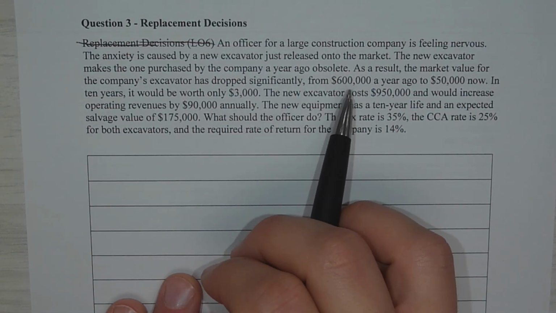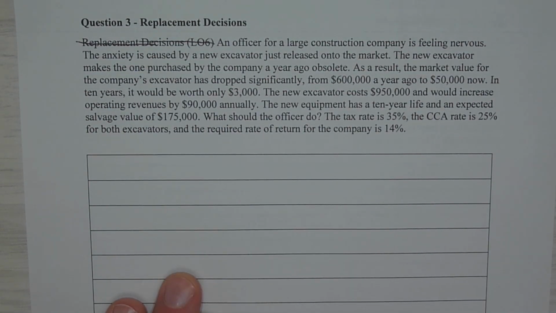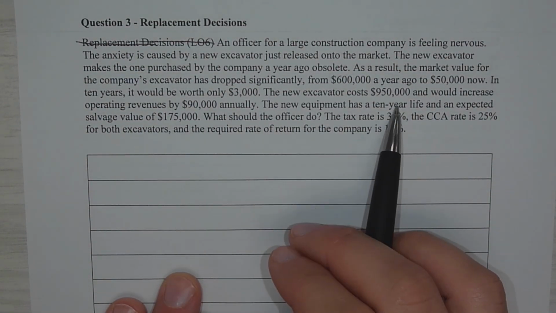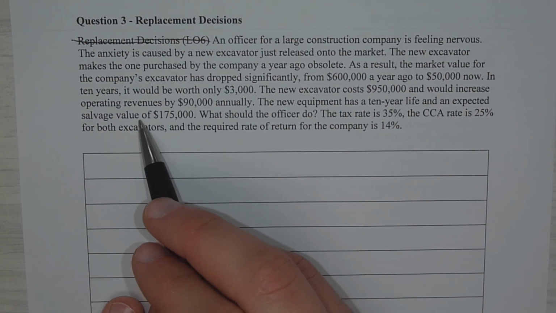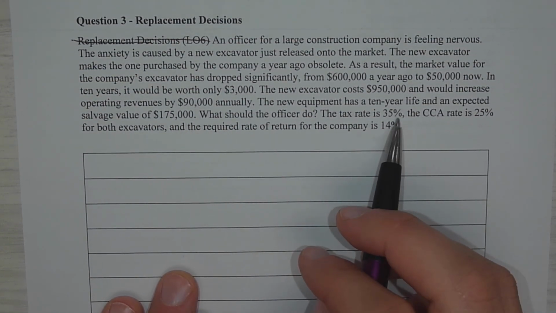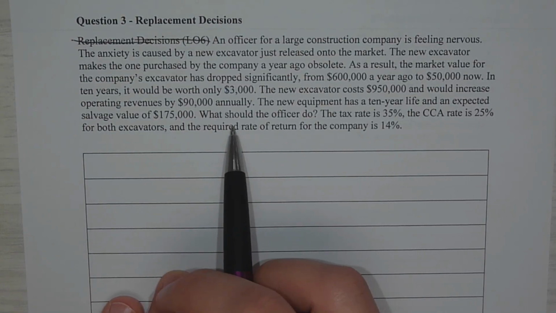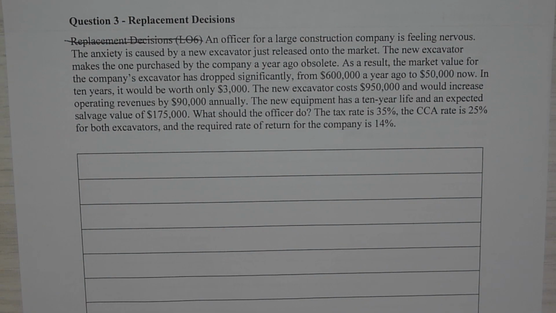The new excavator costs $950,000 and would increase operating revenues by $90,000 annually. The new equipment has a 10-year life and can be expected to salvage value for $175,000. What should the officer do? The tax rate is 35%. The CCA rate is 25% for both excavators. And the required rate of return for the company is 14%.